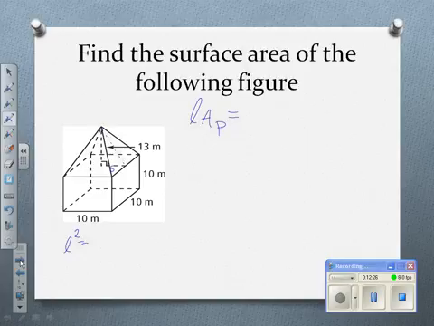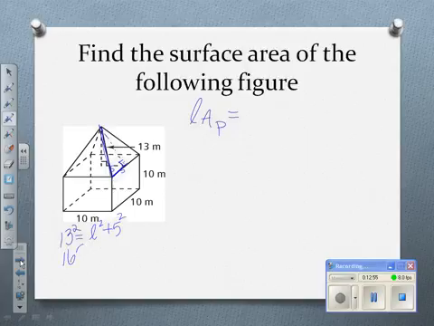Actually, it looks like the 13 is this side right there. So now when I make my right triangle, it's still going to be 5, but that 13 is the hypotenuse because it's the edge. So for my slant height, it won't be the hypotenuse this time. So it's 13 squared equals the slant height plus 5 squared.